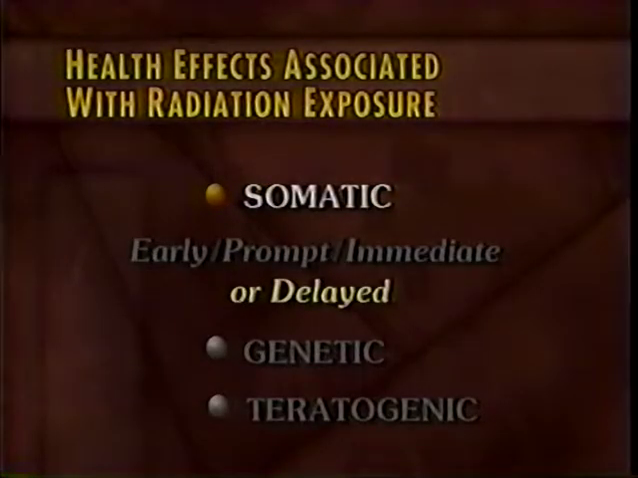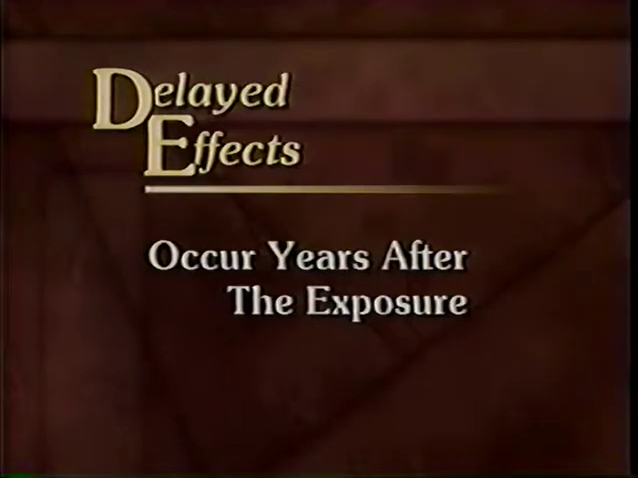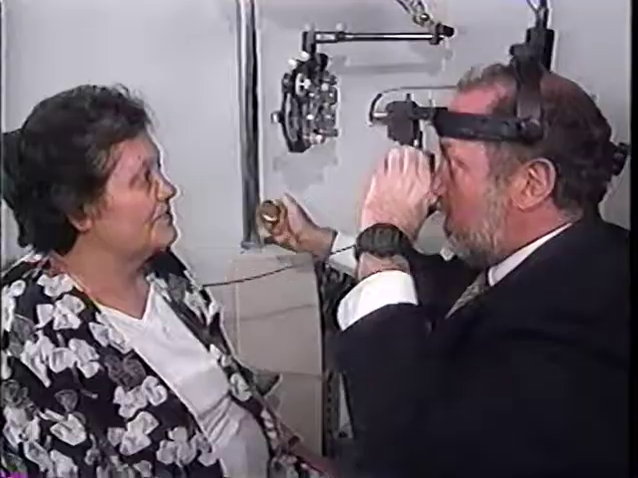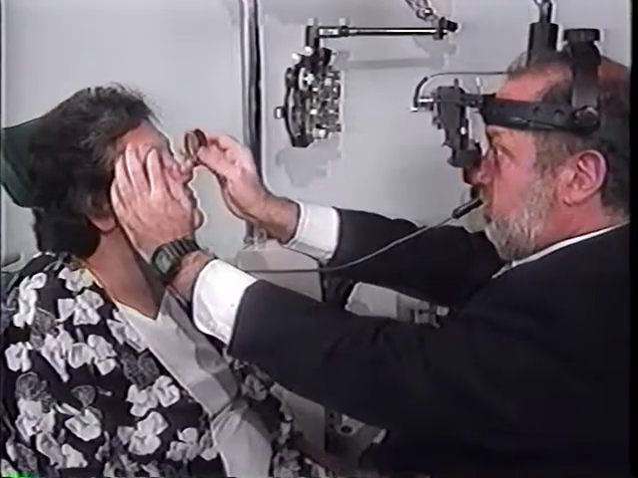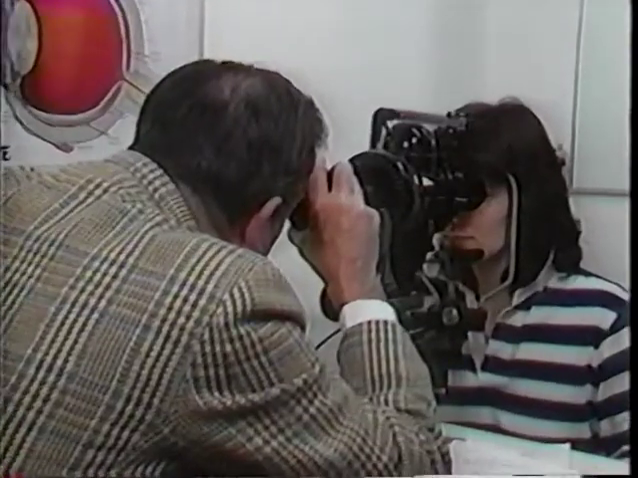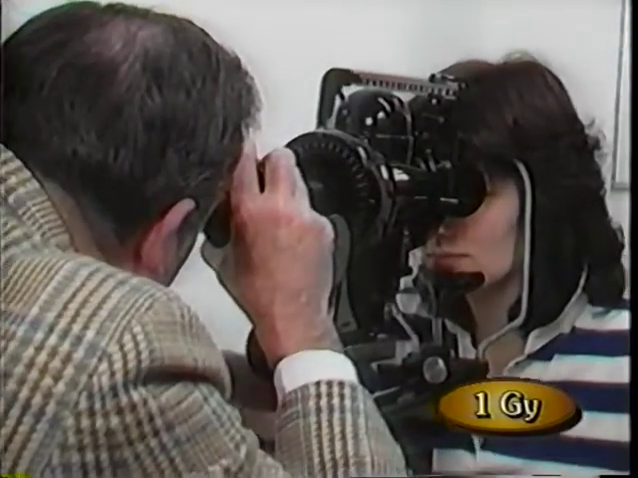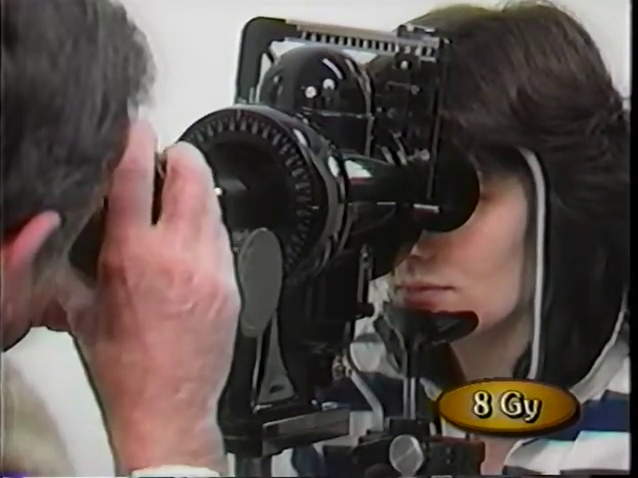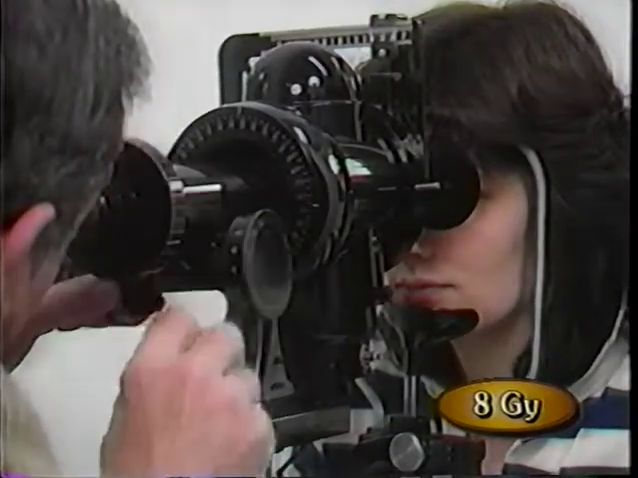Unlike early or prompt effects, delayed effects occur years after the exposure. So rather than immediate cell damage, the problems are caused indirectly when the normal cells no longer function the same. Cancer is the major concern associated with abnormal cell development and function. Another delayed effect is cataracts, a darkening of the lens of the eye. We know there is a threshold below which no damage occurs. That threshold is thought to be a lens dose of 100 rads. We also know that an accumulative dose of 800 rads from protracted exposures over many years has also been associated with some visual impairment.